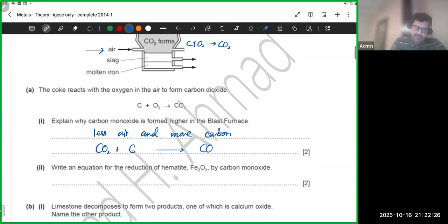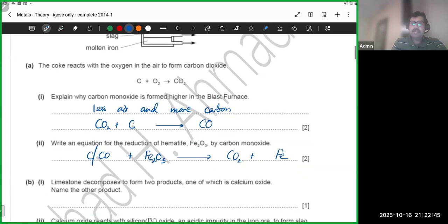I write the equation for the reduction of hematite by carbon monoxide. Both carbon and carbon monoxide, because carbon is more reactive, would steal oxygens from Fe2O3 and Fe would be left alone. It will get displaced, it will get reduced. And in this case, he's asking for the equation with carbon monoxide.